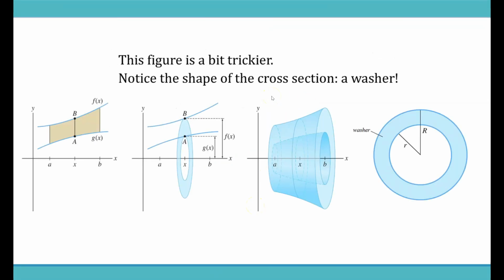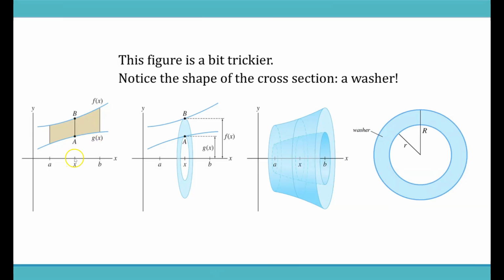This figure is a bit trickier than our previous solids. Notice that the shape of the cross-section is a washer. So we're thinking about the tool, the piece of hardware, a washer, because of that gap.